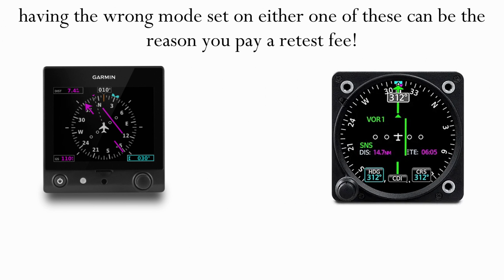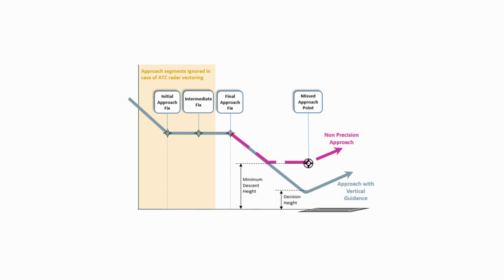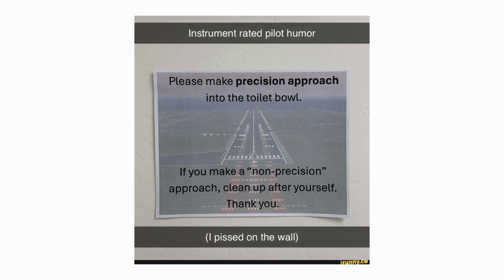Now, it'll come as another surprise that not all instrument approaches are created equal. Some may have different equipment requirements, different minimums, and overall different procedures. What you need to know is that there are three main types of instrument approach procedures: precision approaches, non-precision approaches, and a third category known as approaches with vertical guidance, or APVs for short. We'll start with the first one, precision approaches.